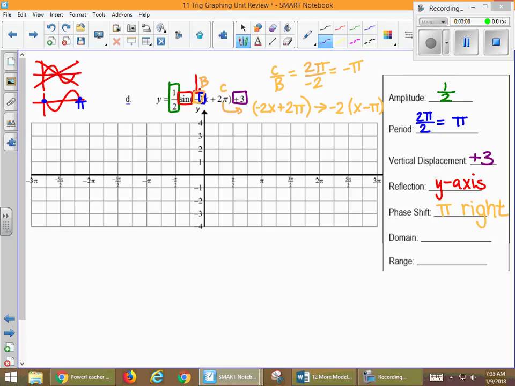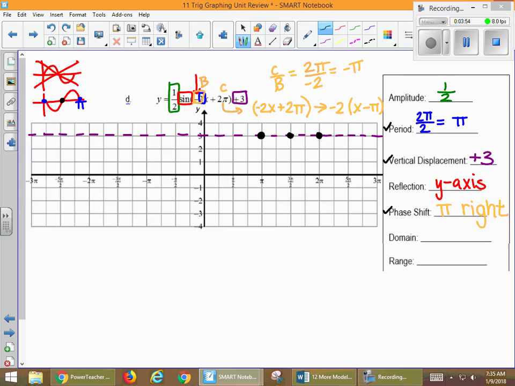I'm going to go ahead and dot in that line because that's going to move our whole function up. So this is going to be the new midline of our function. My start is going to be pi to the right. So here's pi. I'm starting on my midline because I'm graphing sine. I've done up 3. I started pi to the right. The period of my function is pi. So from pi to 2 pi. So there's the start and end of one period. For sine, halfway in between is where I cross that midline.